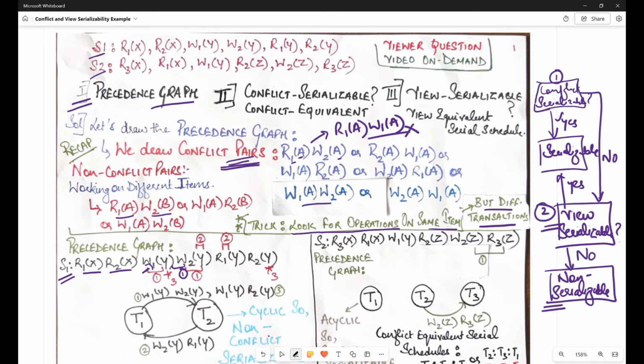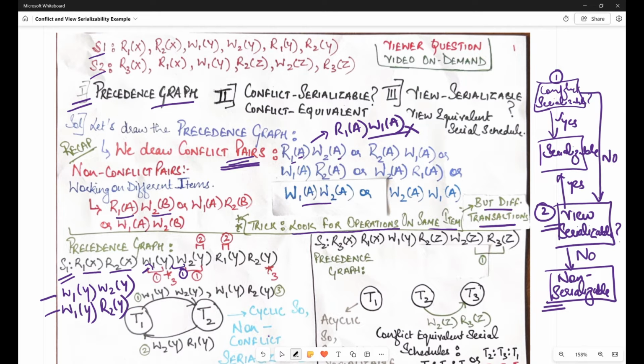W1Y, R2Y. So classic case of WR performed by two different transactions, T1, T2 on the same item. So yes, this is a conflict pair. So you can label it as W1Y, R2Y. We can also write it down over here. So first of all, we identify W1Y, W2Y. Then there is W1Y, R2Y. So we have two conflict pairs now. Let's see if we can find more.